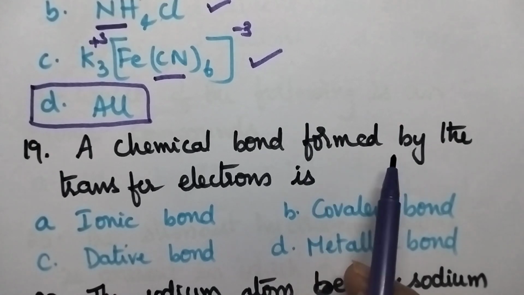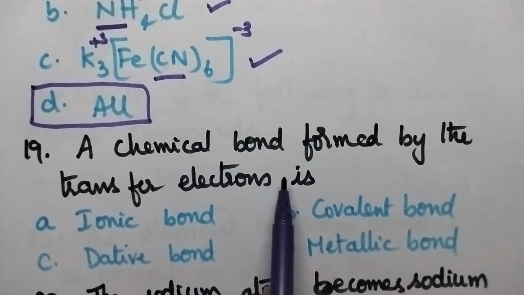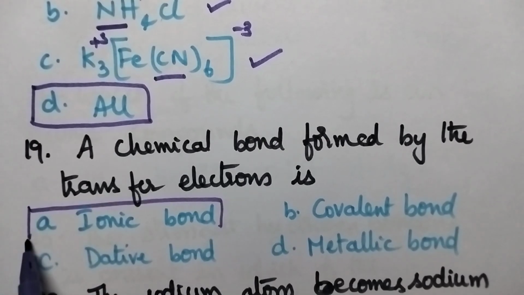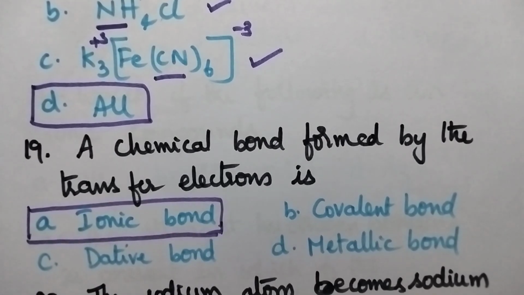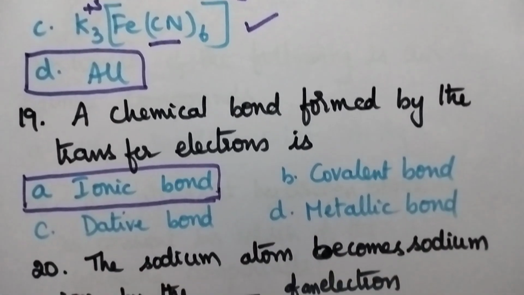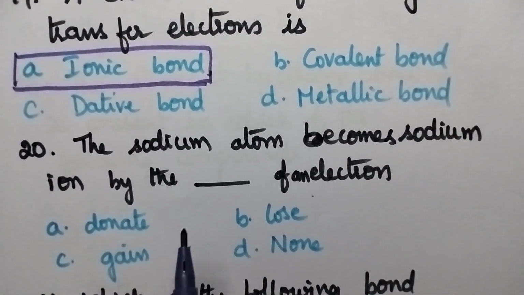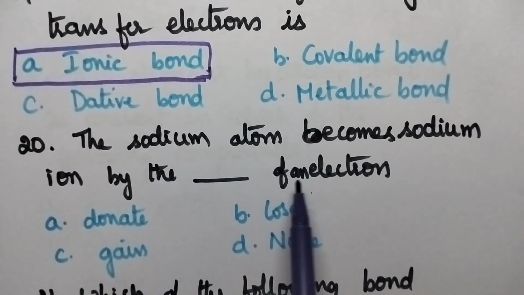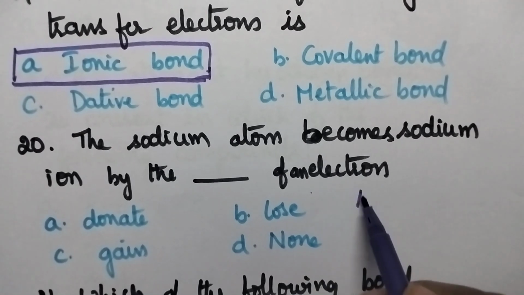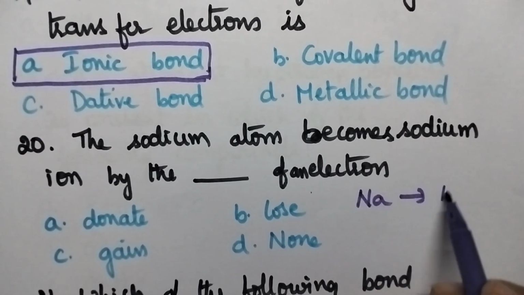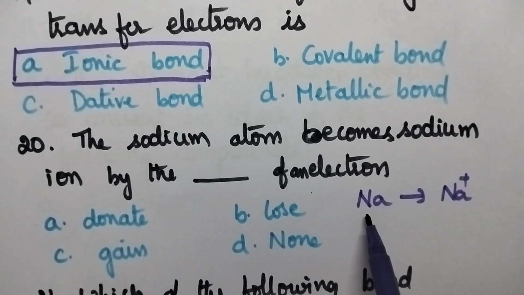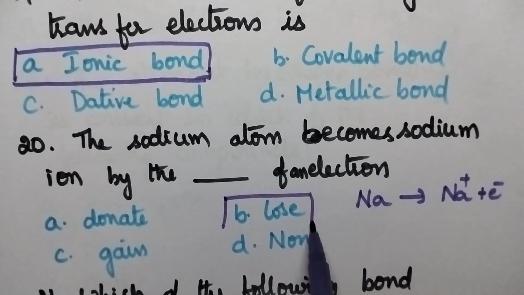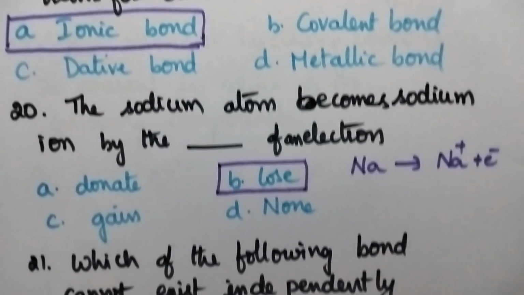A chemical bond formed by the transfer of electrons is called an ionic bond. Always an ionic bond is formed by the transfer of electrons. The sodium atom becomes sodium ion by the loss of an electron. So, in general, sodium ion is formed from sodium by the loss of an electron. So option B is the right answer.